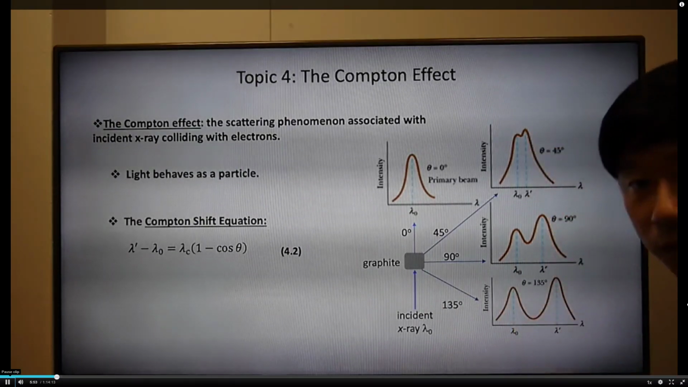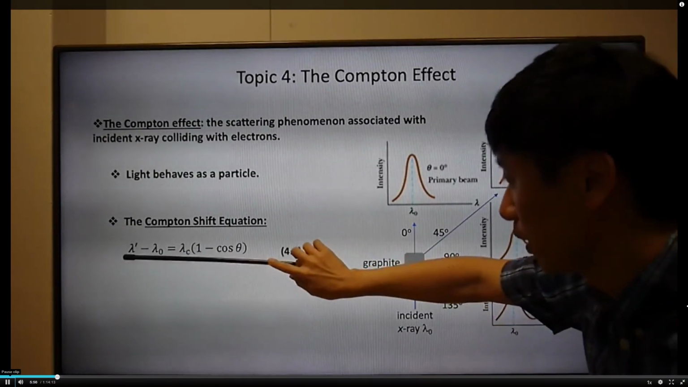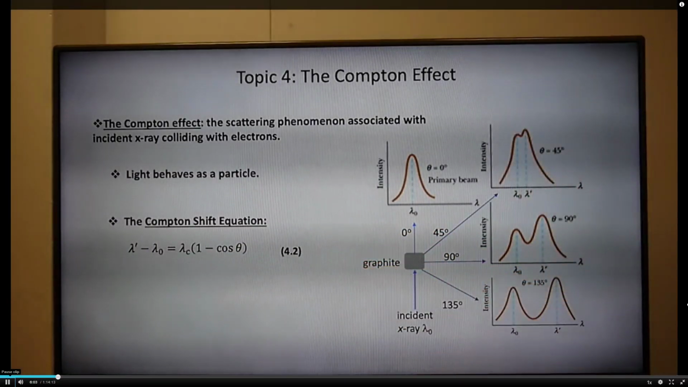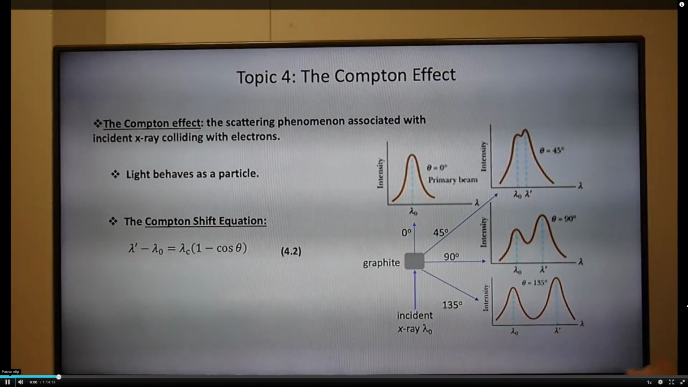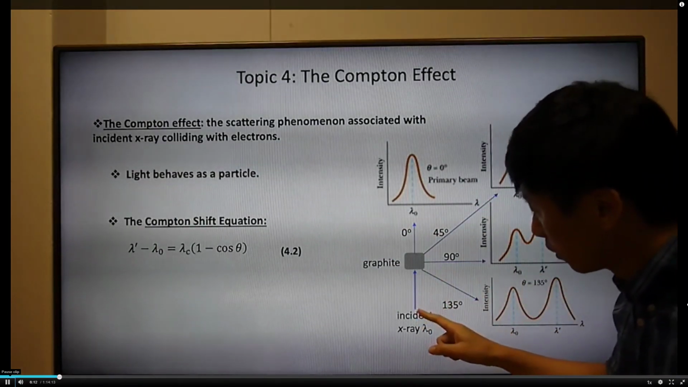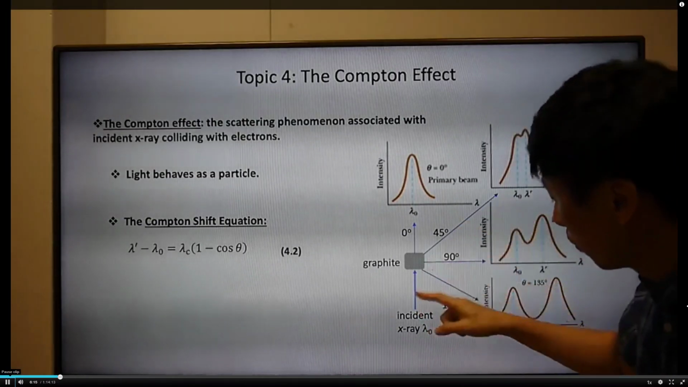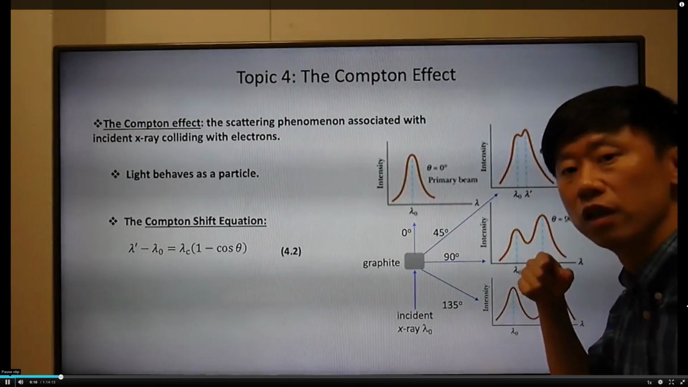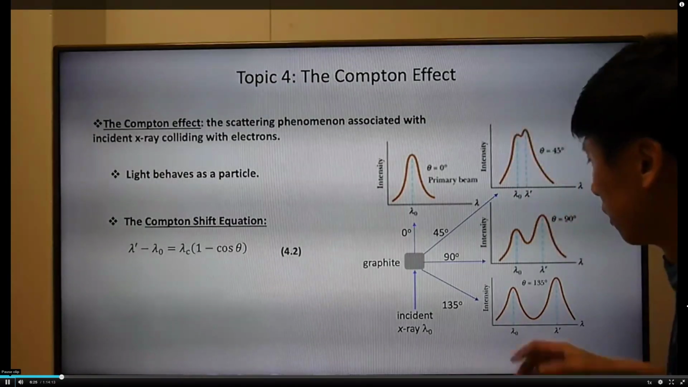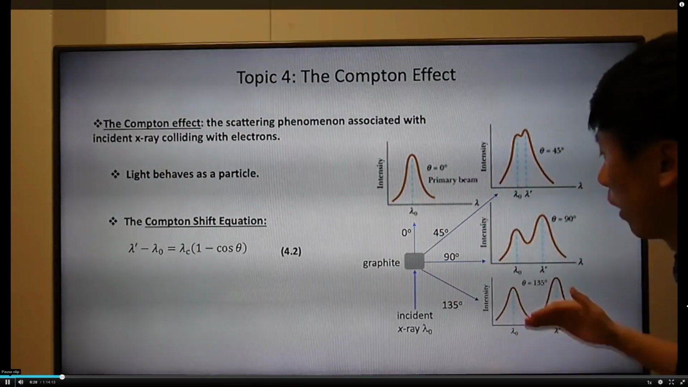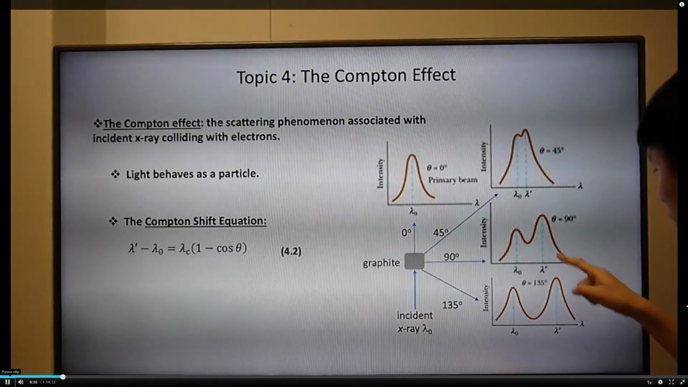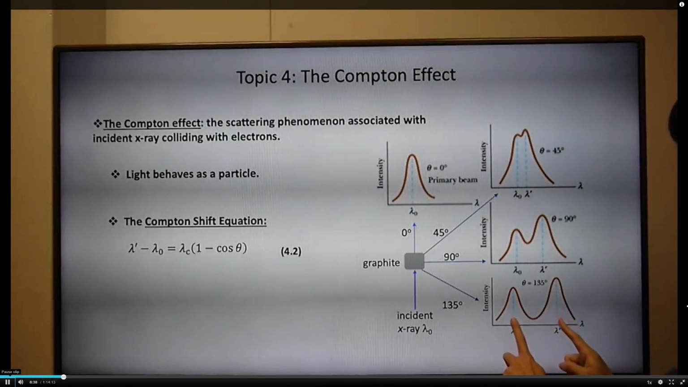This behavior is explained by a simple mathematical derivation called the Compton shift equation. Why do we have this behavior? Because light behaves as a particle. When this photon is incident on the material, it collides with an electron around the atom. Then the light is scattered, so as you change the angle of observation, you can observe the separation of the peaks of the two wavelengths of light.